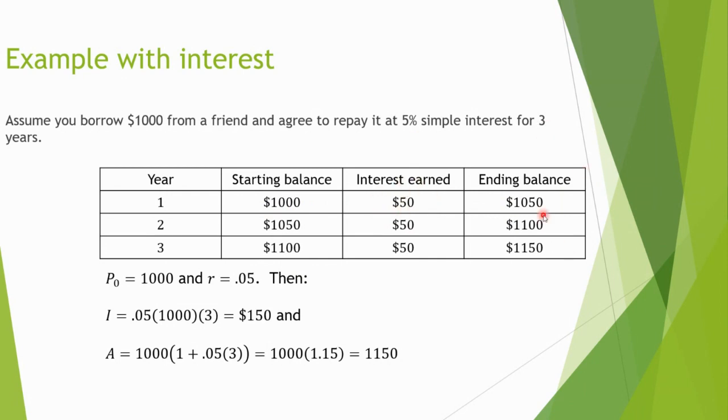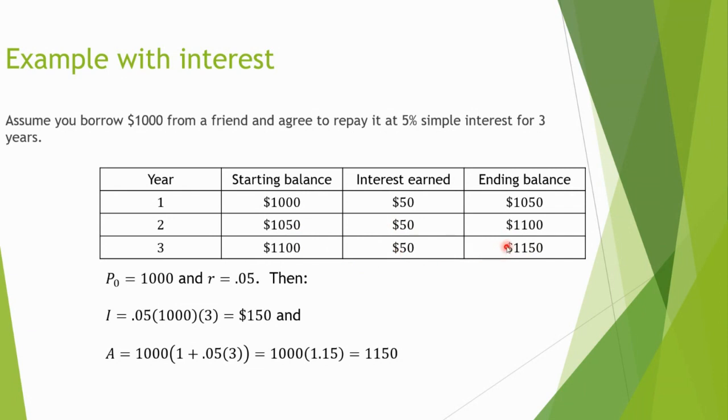But this is for 3 years, so the ending balance becomes our starting balance, as you can see. We add on the same interest to the starting balance, which is $1,050. So now at the end of the second year, we get $1,100. And then year 3 is the same idea. This ending balance becomes this starting balance. We add on the interest and we're left with this.